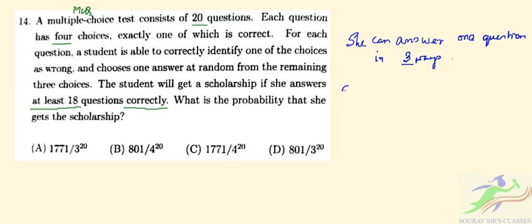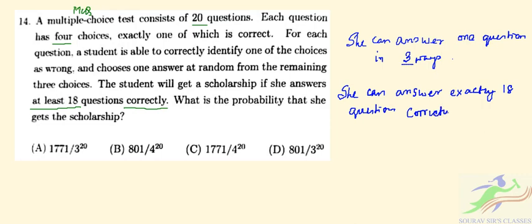So she can answer exactly 18 questions correctly with probability, so she chooses one answer at random from the remaining 3 choices. So out of 18 questions to be precisely correct, it will be 1 by 3 to the power 18 and the remaining 2 by 3.